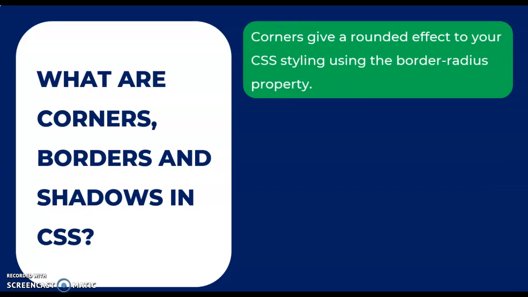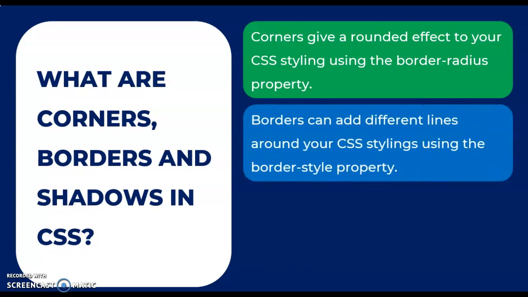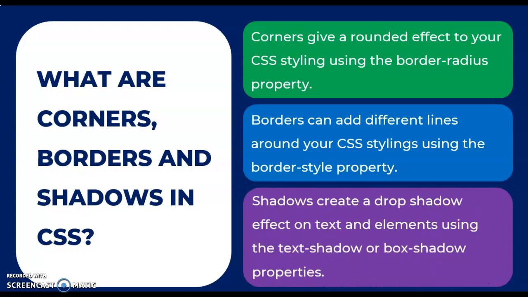Corners give a rounded effect to your CSS styling using the border radius property. Borders can add different lines around your CSS stylings using the border style property. Shadows create a drop shadow effect on text and elements using the text shadow or box shadow properties.